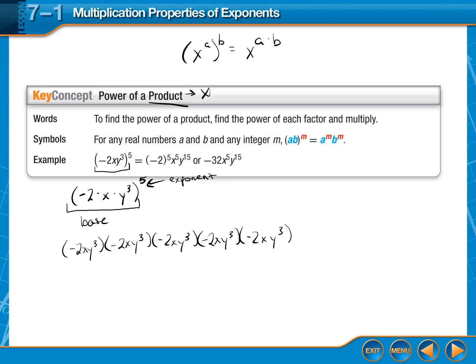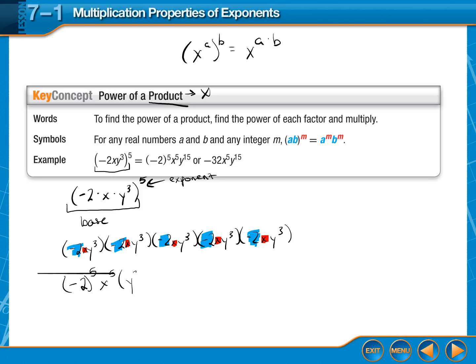So now if I want to simplify this, I need to find all of the parts that I can combine together. So I've got negative 2, negative 2, negative 2, negative 2, negative 2. Well, I'm multiplying negative 2 a total of 5 times. So I have negative 2 to the fifth power. If I look at the x's, I have 5 x's being multiplied, x times x times x times x times x, which gives me a total of x to the fifth power.